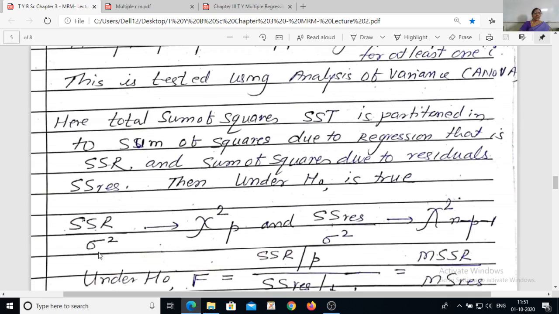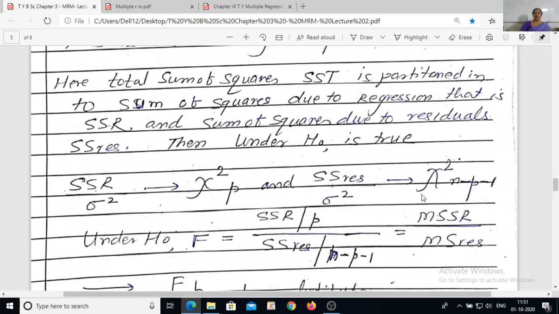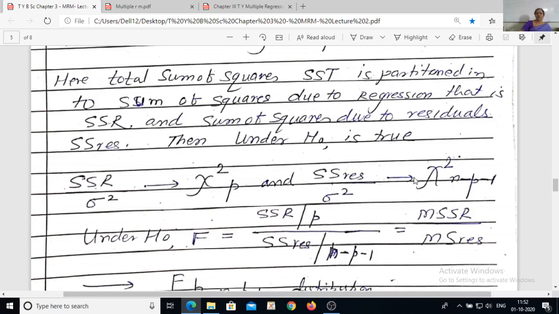So SSR upon sigma square is chi-square with p degrees of freedom, and residual sum of squares upon sigma square follows chi-square distribution with n minus p minus 1 degrees of freedom, because totally we are estimating p plus 1, that is beta naught to beta p regression coefficients for fitting this model.